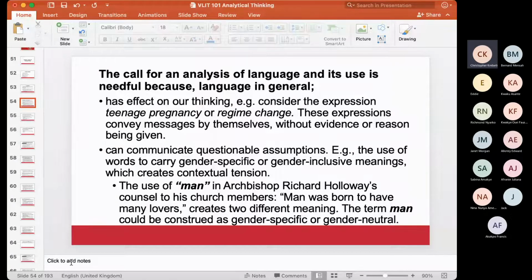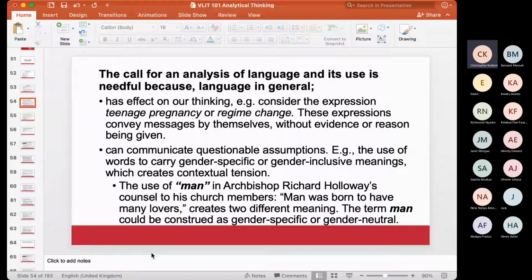For example, there was a popular archbishop who lived in the 18th century, around the 1740s or thereabout, and he was in a church giving counsel. He was officiating a wedding ceremony, and in the ceremony, he was counseling the couple. Then he ended up saying that man was born to have many lovers. Man was born to have many lovers.